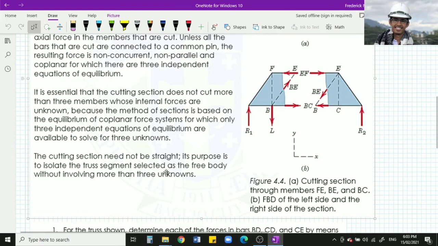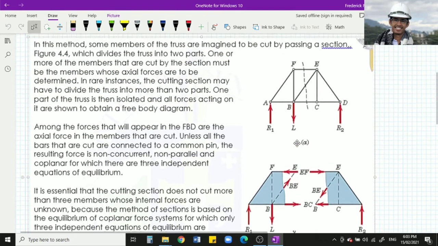So, the cutting section need not be straight. Its purpose is to isolate the truss segment selected as the free body without involving more than 3 unknowns. So, it is not necessary na straight yung ating cutting plane, no? Basta lang 3 members lang yung pwede nating makat at ma-divide natin yung truss natin into 2 or more parts. Okay?